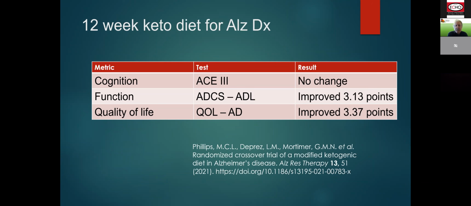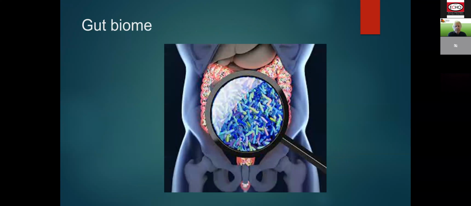So here's one study that recently came out this past year. This showed it's a randomized trial for a ketogenic diet. And so you can see here that based upon this cognitive test called the ACE-3, that there was no changes in these Alzheimer's patients. So basically it does not affect their cognition, but maybe importantly, it improves their functionality. So they may be able to do more things on their own or with less supervision. And the quality of life improves too. Next slide.